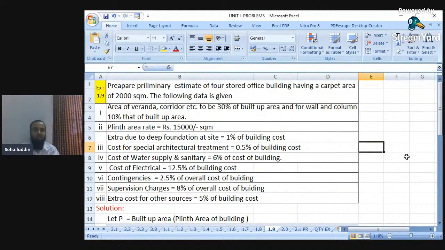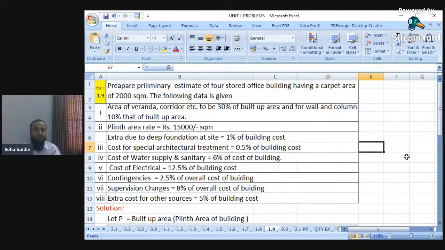Again the following data is given: the area of veranda, corridor, etc. is to be 30% of the built up area, and for walls and columns it has been taken as 10% of the built up area. Plinth area is one and the same. So 30% will be taken by veranda and corridor, and 10% will be taken by walls and columns. Next, the plinth area rate is given as 15,000 per square meter.